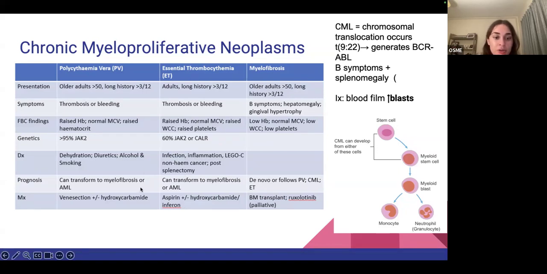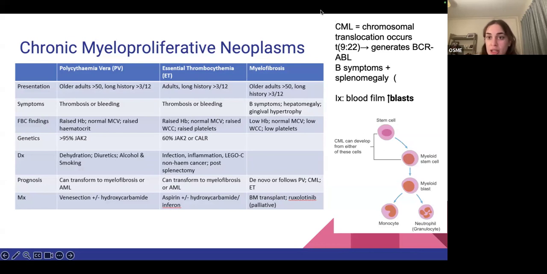These two both can, although they're chronic conditions, transform into AML. So they will become an aggressive cancer if not treated. And then myelofibrosis is when your bone marrow gets fibrotic, it gets damaged, it gets all scarred, and you'll get a pancytopenia in this. And the only way to treat this is really a transplant.